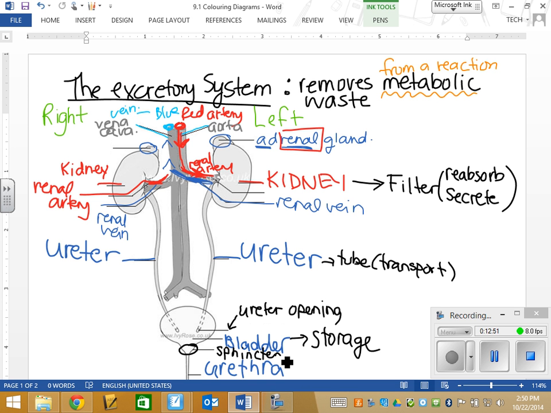Up until there, does anyone have anything that they would like to ask about the pieces that you see in this diagram?